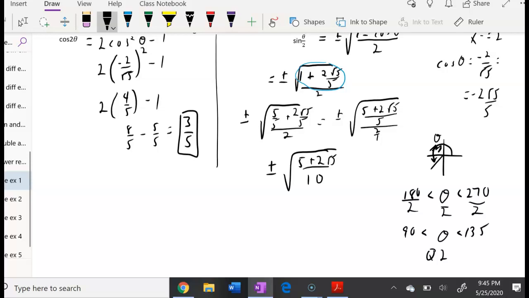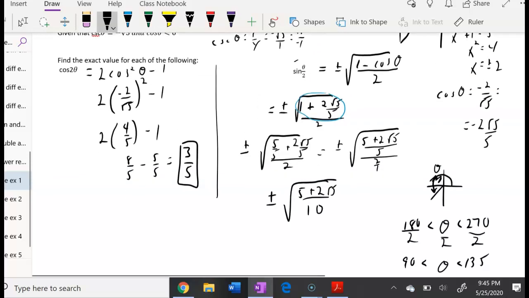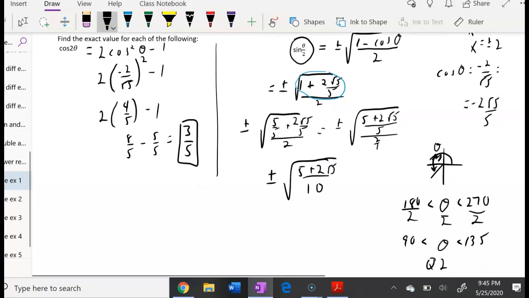And so in that quadrant, again, we're looking at a sine of an angle. I'm sorry, this is theta over 2 here. We know that angle theta over 2 is in the second quadrant, and we know that the sine in the second quadrant is positive. Okay, so that's how we choose which sign this is going to be. So our final answer is positive, the square root of 5 plus 2 rad 5 over 10.